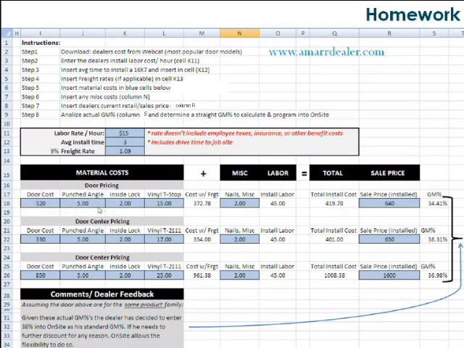You've got your door cost, punched angle, inside lock, vinyl T-stop. In this particular case, I even created these cells, so you've got a freight factor that's adding up and summing up the total material cost. Here's labor costs, and in this case I gave the installer a rate of $15 an hour times 3 hours to get $45, and here's our total installed cost. And then in this column R is the sale price.